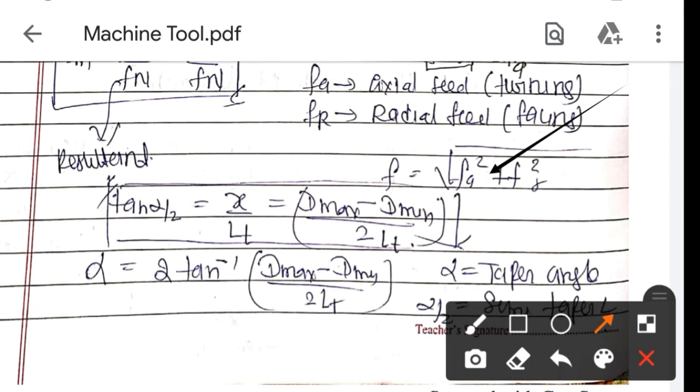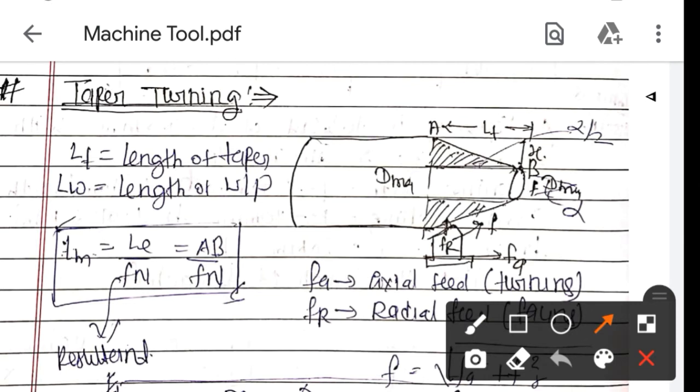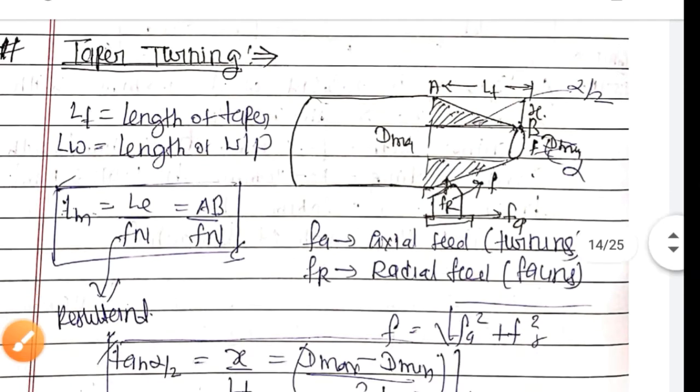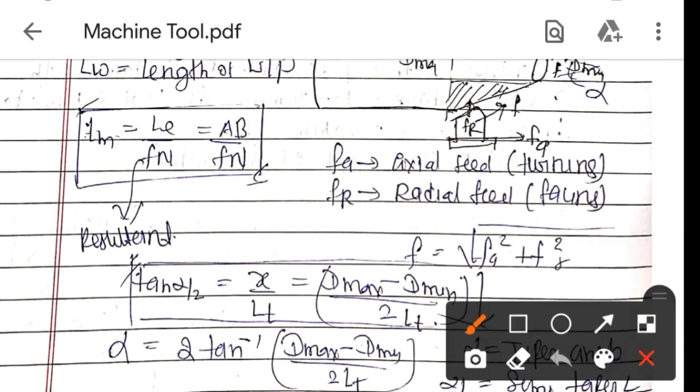Okay, so this is the taper angle. This alpha is known as the taper angle. So this will again be alpha by 2. So we can find what this x distance is. Okay, from this geometry, tan alpha by 2 equals x by the length of the taper.